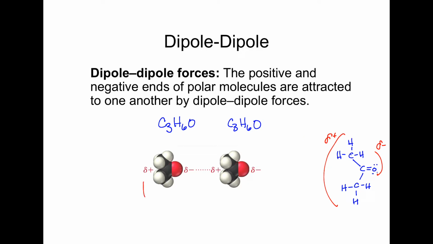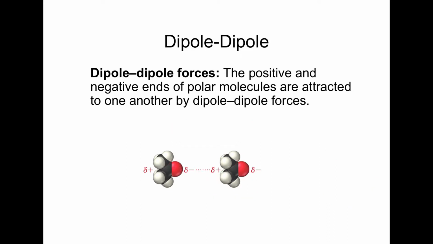So when we look at two of these molecules and how they would be attracted to each other, the positive side of one here is attracted to the negative side of the other, just like opposites attract. Now again, because both of these molecules have what we call a permanent dipole, they are always polar. This attraction is constantly happening when these molecules are in a beaker with each other.